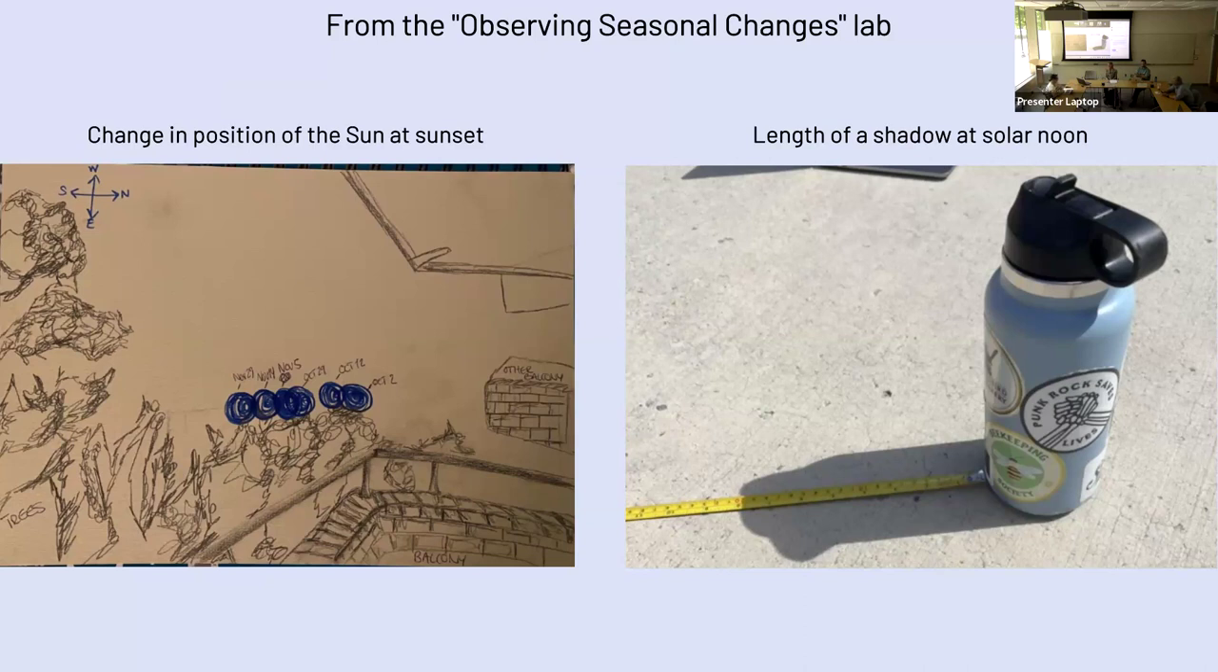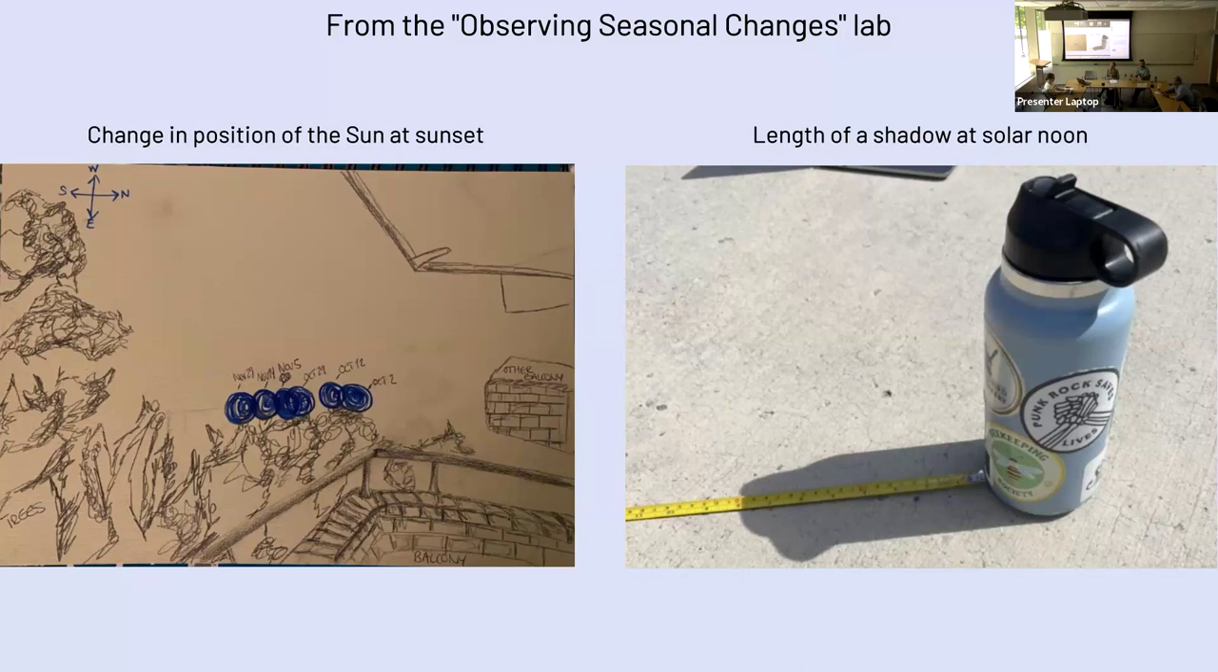So it was sort of getting students to notice the position of the sun is changing. And then the picture on the right is from a different student. One of the things that they had to do also was at solar noon, so when the sun is at its highest point in the sky for that day, they had to go outside and measure the length of the shadow of an object. And you can use that to calculate how high in the sky the sun is at that time. And it's just another way to visualize the change in where the sun is.